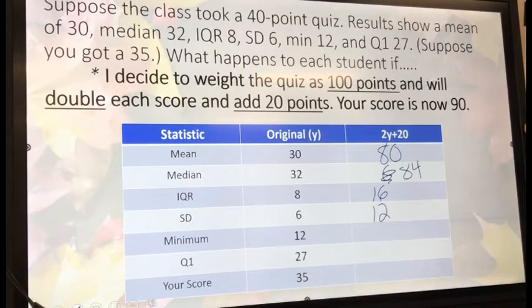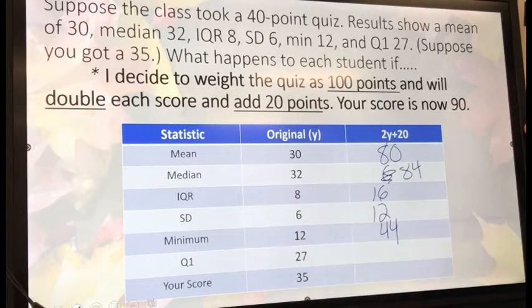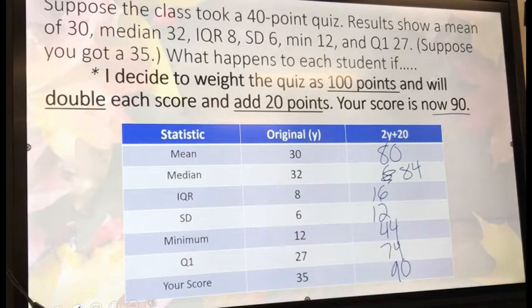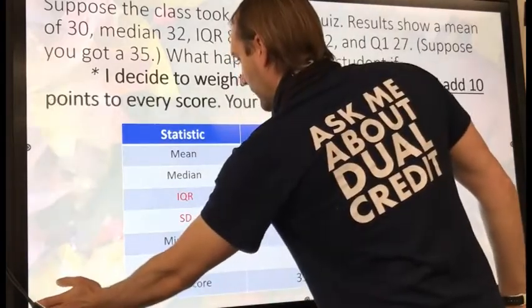The minimum, 44. So 12 times 2 plus 20. Q1, 74. And then your score is a very nice 90. Okay, so that just demonstrates how things adjust, like I showed here.